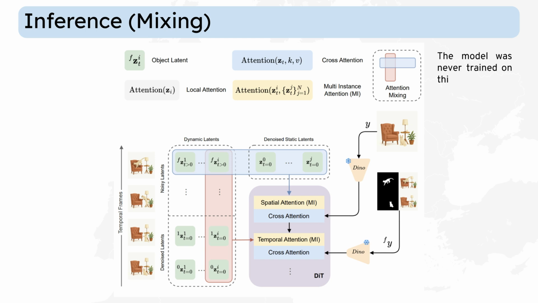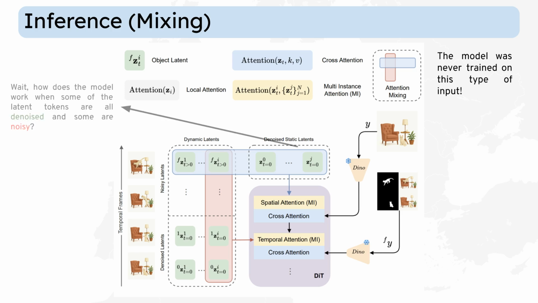At inference, we give the model something it has never seen before, a video with both static and dynamic objects together. The model was never trained on this type of input. So how does it work? The answer is diffusion forcing. Each object latent is assigned an independent noise level during training, so the model learns to handle tokens at different stages of denoising simultaneously. At inference, once a frame is denoised, it becomes clean context for the next one. Static objects act as stable anchors, and the dynamic object generates frame by frame, always conditioned on its history and the grounded static scene.